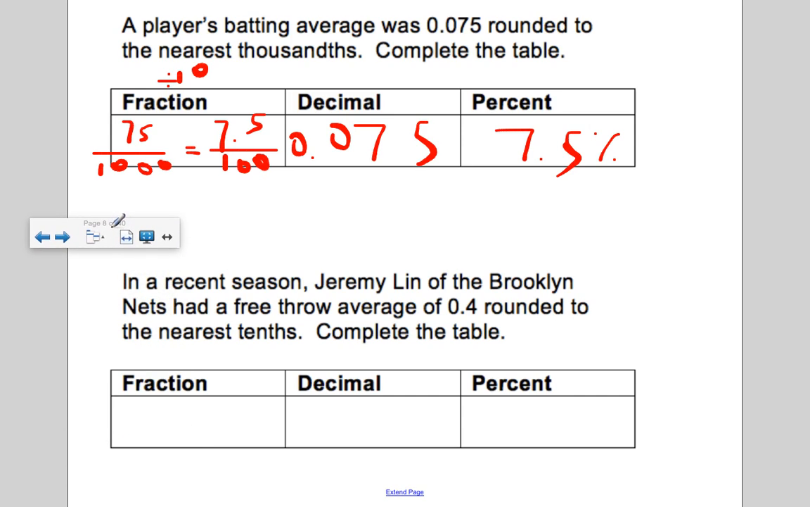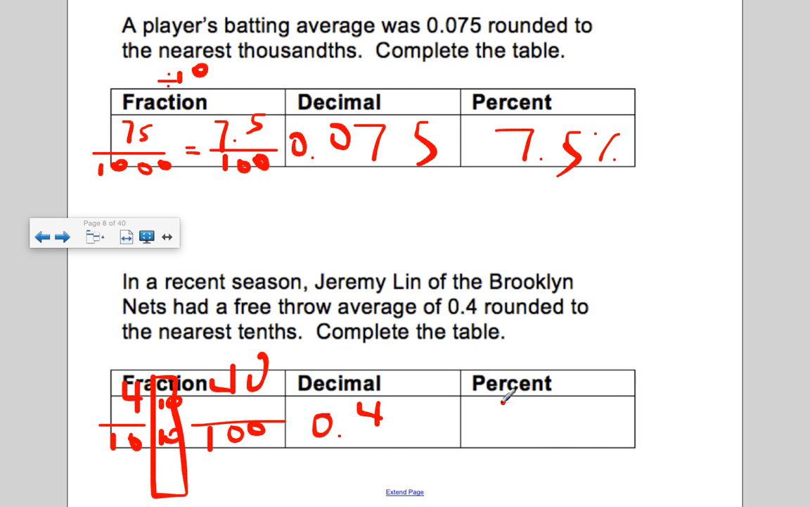In a recent season, Jeremy Lin of the Brooklyn Nets had a free throw average of 4 tenths. Complete the table. So, what fraction is that? 4 tenths. But I need to turn that to a percent. Again, what is a percent? Anything per 100. So, what is the scale factor to turn that to 100? The scale factor is 10. So I multiply by 10. 10 times 10 is 100, and 4 times 10 is 40.